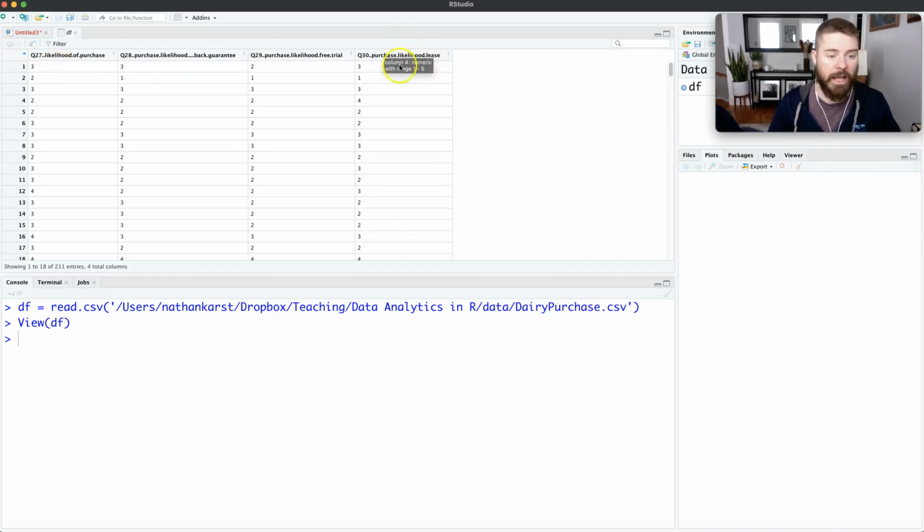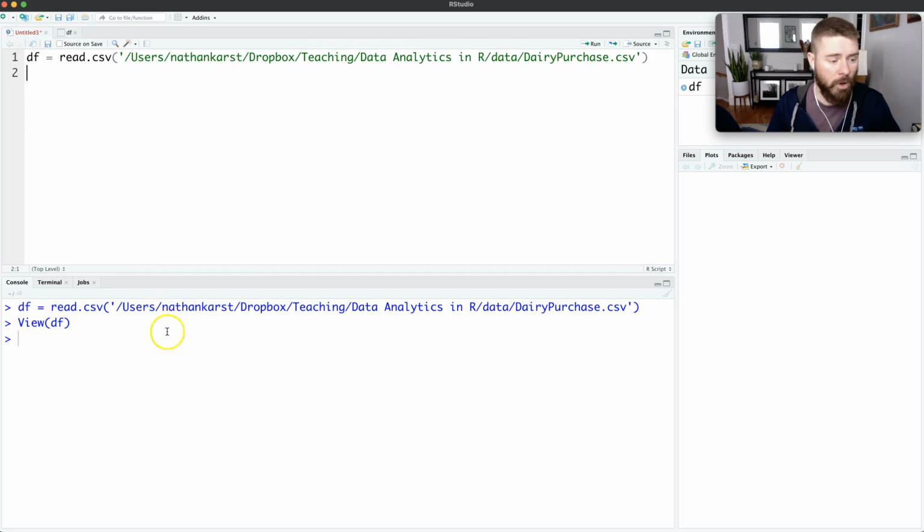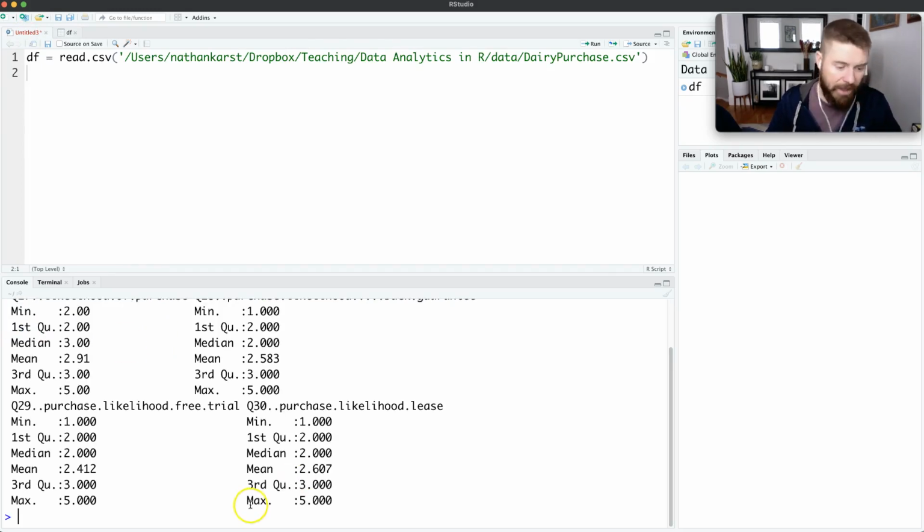So these are on a star scale, 1 to 5. Let's actually confirm, is 4 or 5 the max? 5, okay, so it's perfect. It's just a Likert scale, 1 to 5.